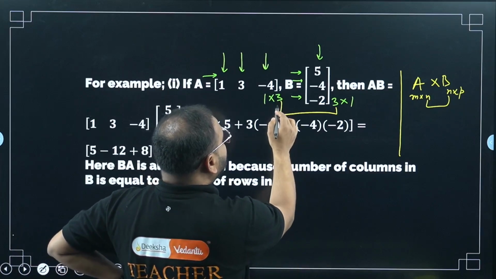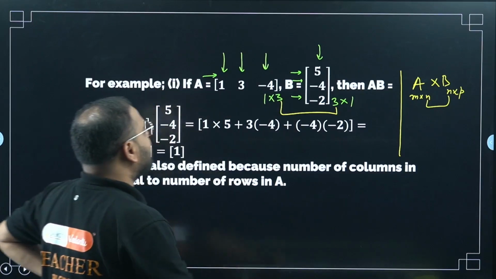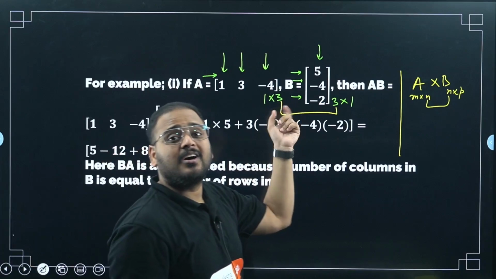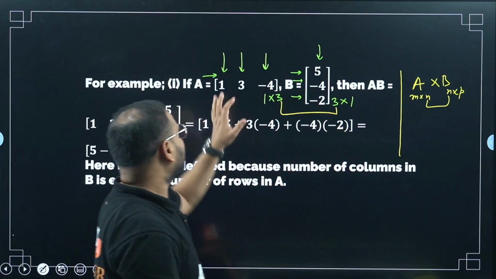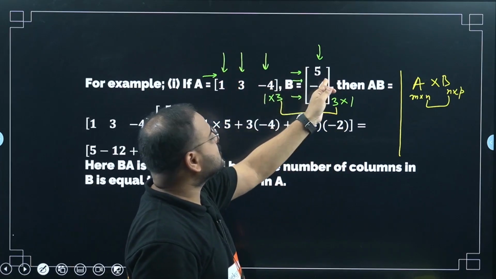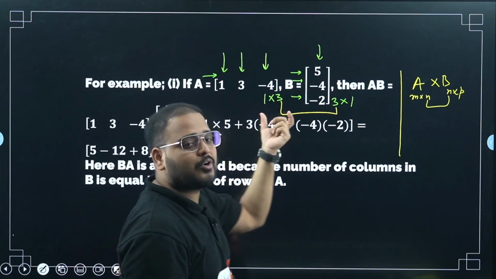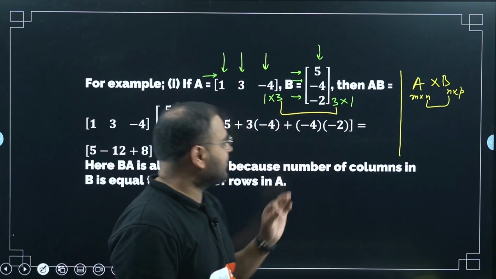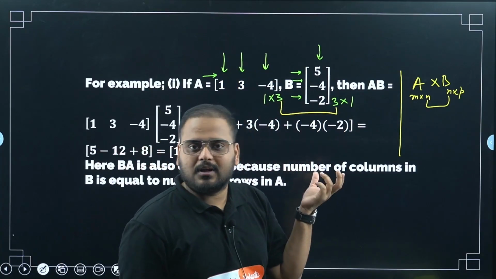That means the number of columns in matrix A is equal to the number of rows in matrix B. The number of columns is 3 and the number of rows is 3. So yes, we can do the multiplication.